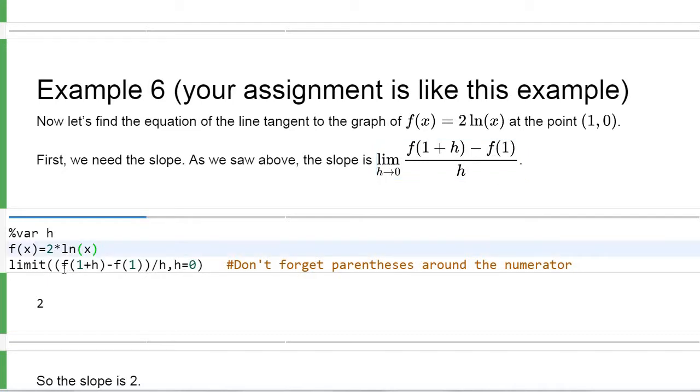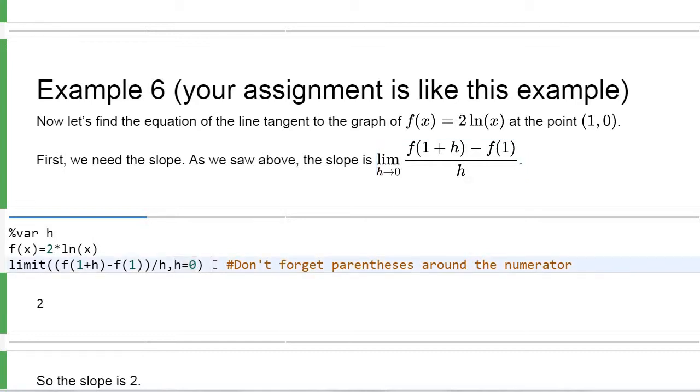So I defined the function. I typed in this difference quotient. I took the limit. Remember how to use limit: type the word limit, parentheses, the thing you're trying to take the limit of, which is that difference quotient. Notice the parentheses around the top of the fraction. Those are not optional. You have a subtraction on top of a fraction. Order of operations requires these parentheses to force that subtraction to happen before the division. So don't forget those parentheses around the top of this fraction. Comma, and then you tell it what h approaches. h equals 0 here is the stand-in in Sage for h approaching 0.